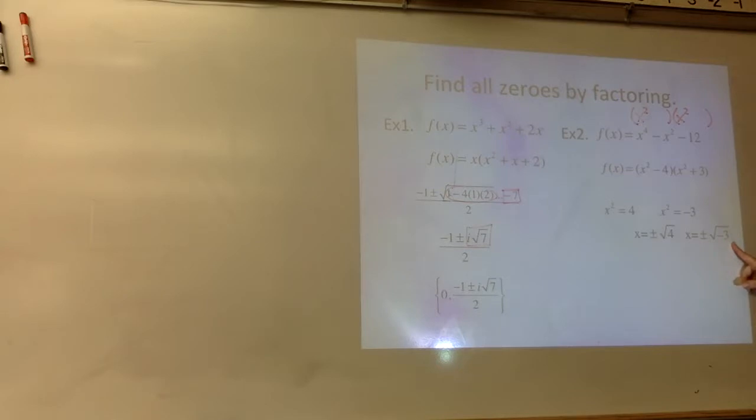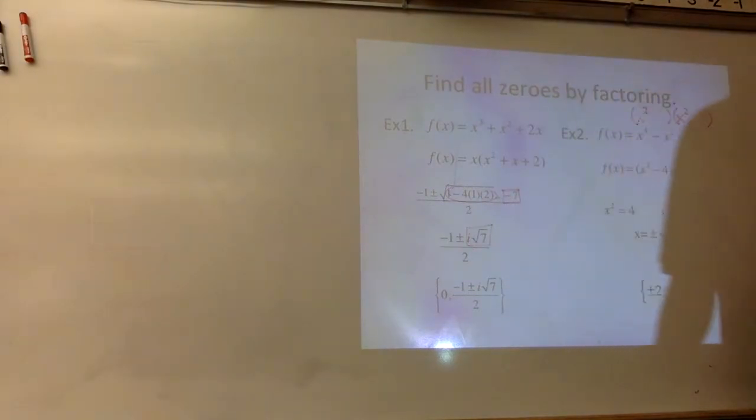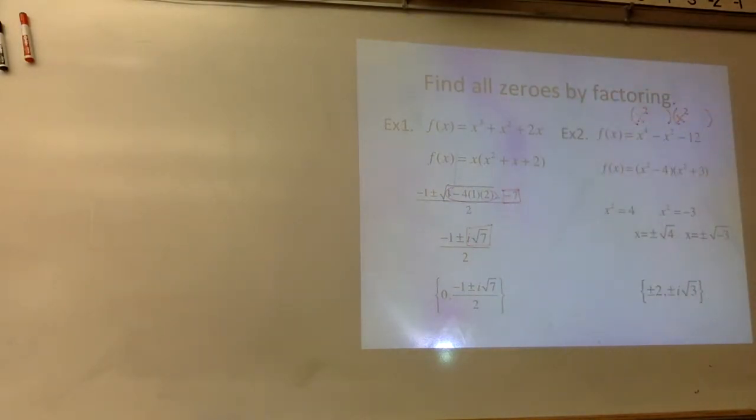Notice here, plus or minus the square root of negative 3. We used to say that didn't exist. It was unreal. We're allowed to get non-real solutions, provided we write them in the complex form. So the two solutions I'm looking for are plus or minus 2 and plus or minus i root 3. Any questions on that?